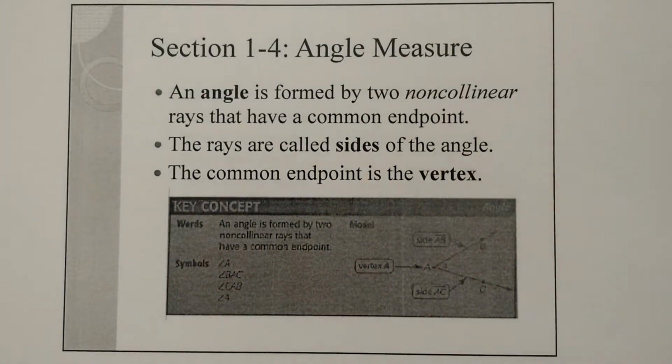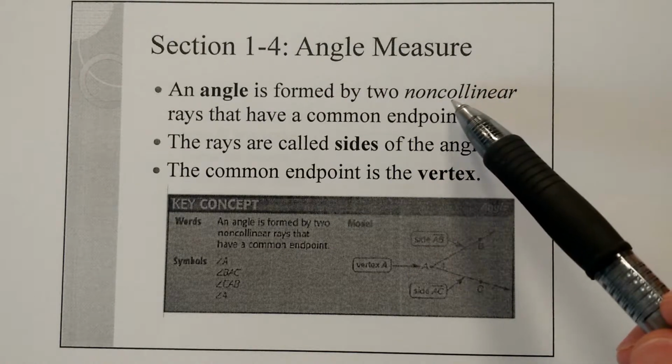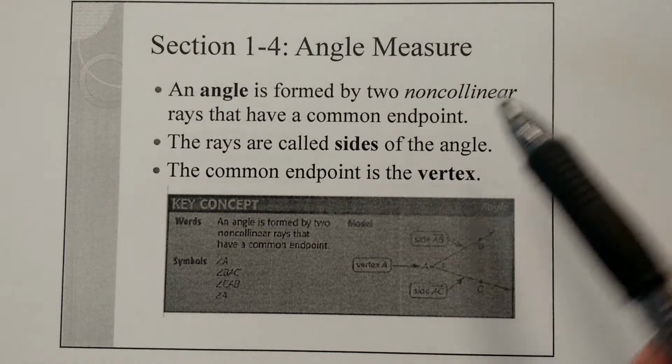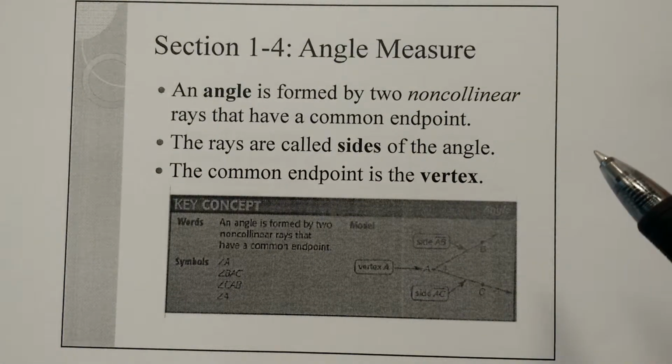Okay, just some more definition-type stuff. An angle is formed by two non-collinear rays, meaning they aren't on the same line. So in that previous example, those were collinear, so they don't actually form an angle. The rays themselves are called the sides, and the common endpoint is called the vertex.